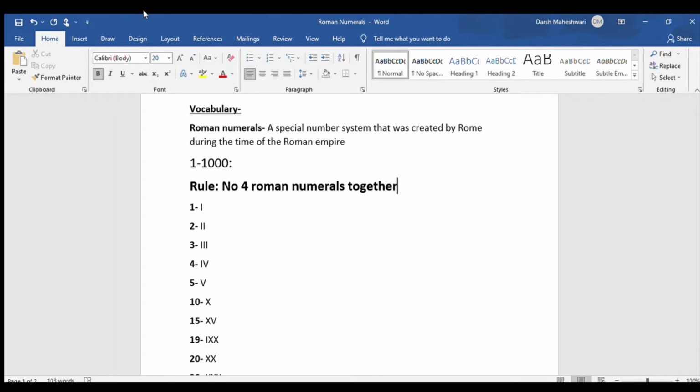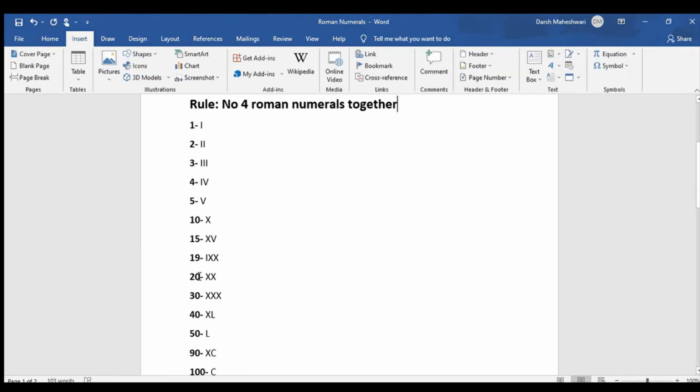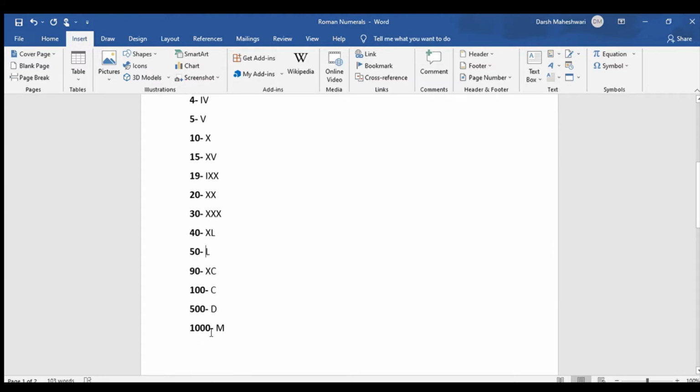So remember, 20 would be XX, 30 XXX, because they allow 3, but then 40 is not going to be XXXX, it would be XL, because 50 is L, and then it's minus 10 to get 40, so it would be X and then L. I skipped 60, 70, 80 because you guys should get the gist. It would be LX, LXX, and then LXXX. And then I put 90 just so you remember, not LXXXX. It would be XC because C is 100.